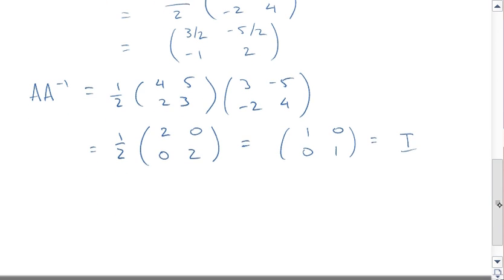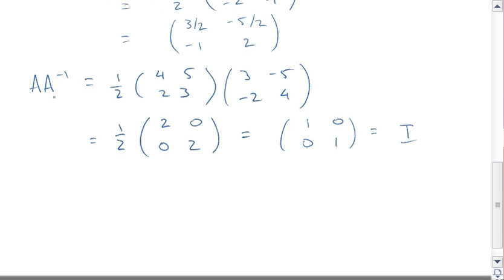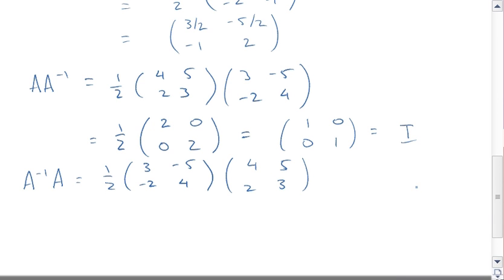So now let's just do it the other way around, because remember, like we say, matrices don't commute. So whenever we do this, we have to double check that it works both ways around. So let's multiply A inverse times A. So A inverse was 1/2 times 3, negative 5, negative 2, 4, times A, which was 4, 5, 2, 3. Okay, so this is 1/2.